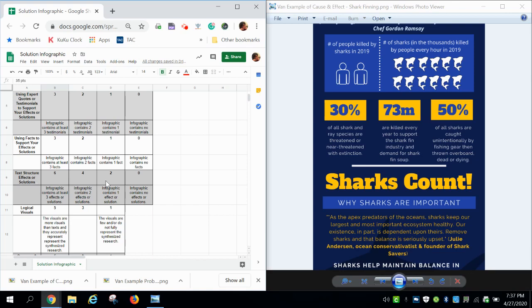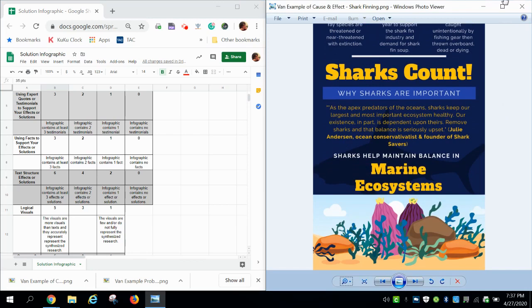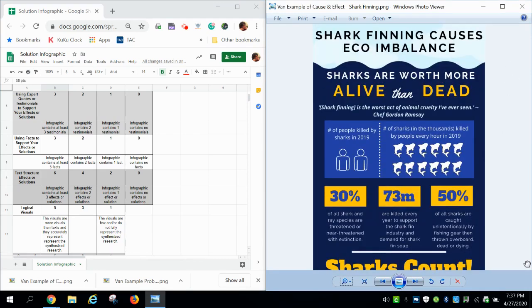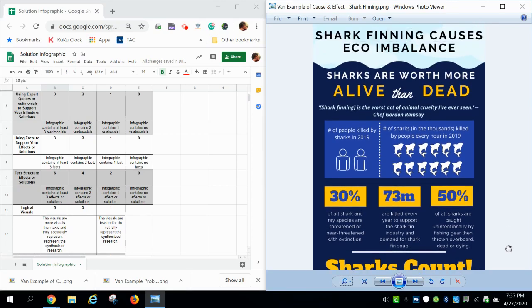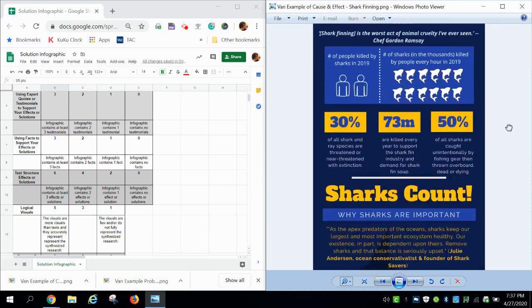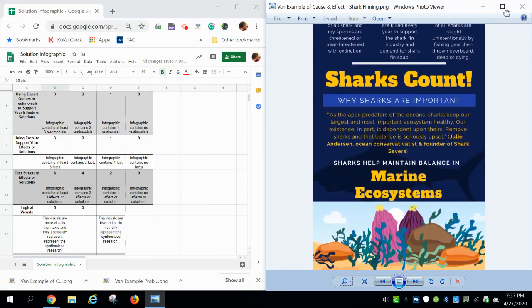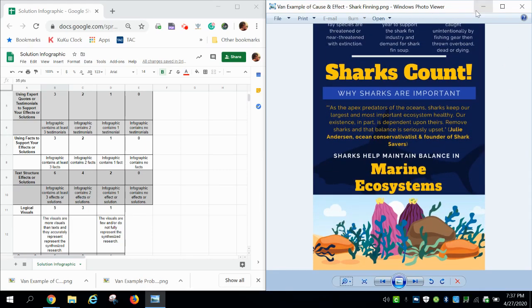Text structures. So remember in your research, your document, you needed to have at least 3 effects or 3 solutions. So let's see if this individual has included 3 effects as a result of sharks being killed in oceans. One of the effects right here, why sharks are important, is they maintain balance in marine ecosystems.